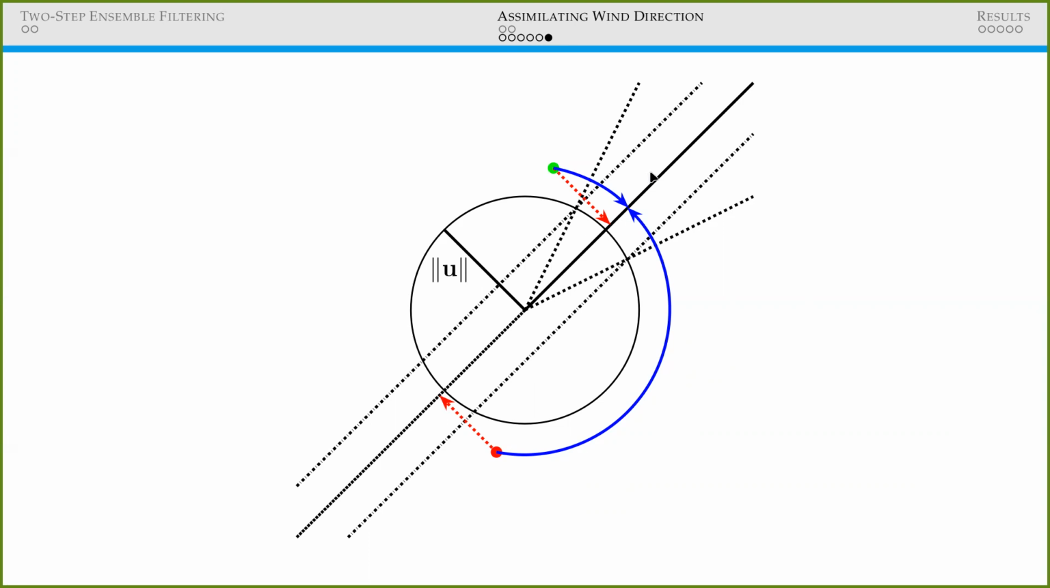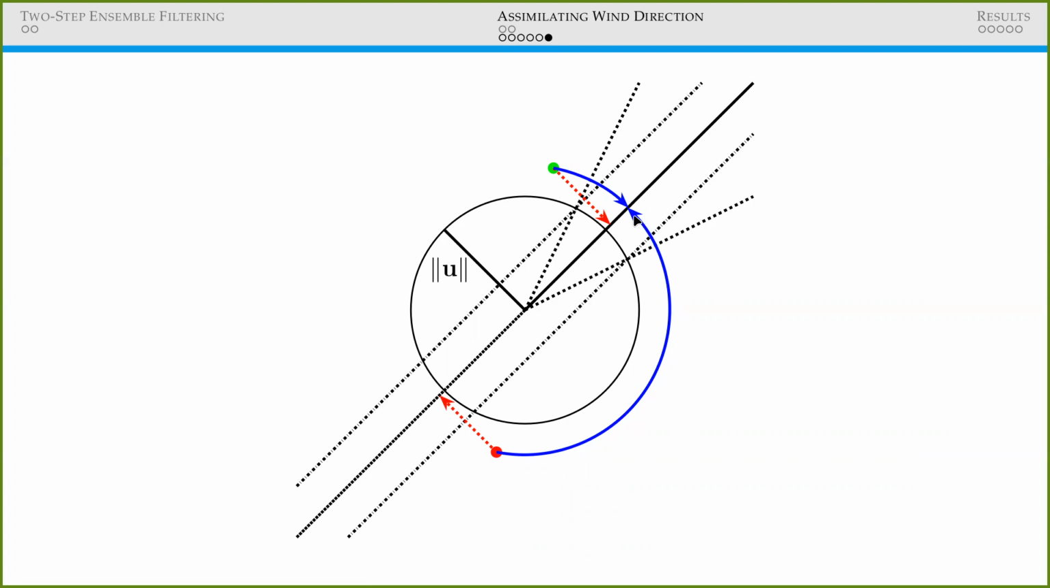The solid line emanating in the northeast direction here is the observed wind direction, and the dotted lines that flank it represent the uncertainty in that observation. What the nonlinear non-Gaussian method does in the first step is it just rotates both of these wind vectors towards the observed direction.